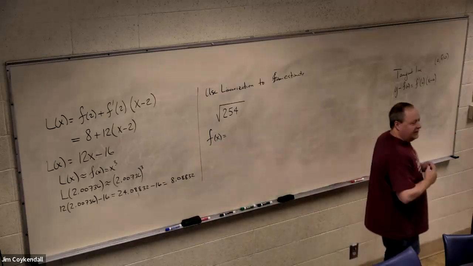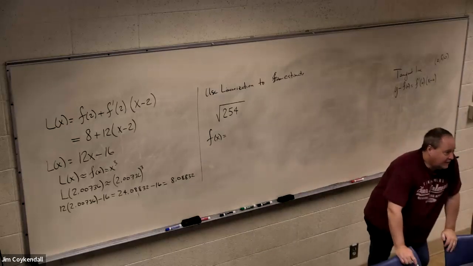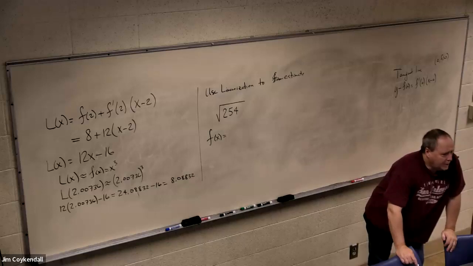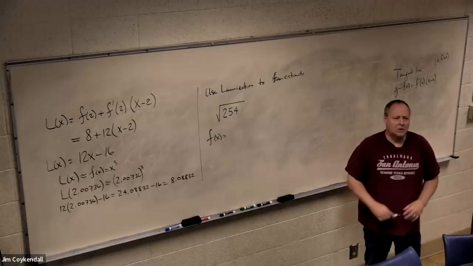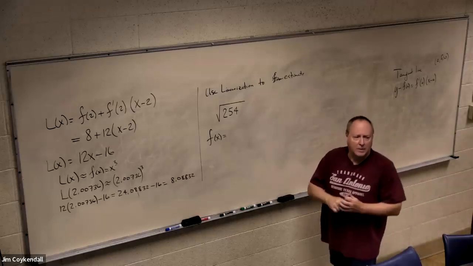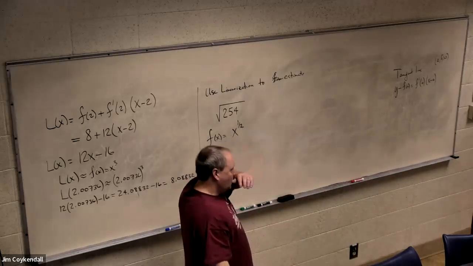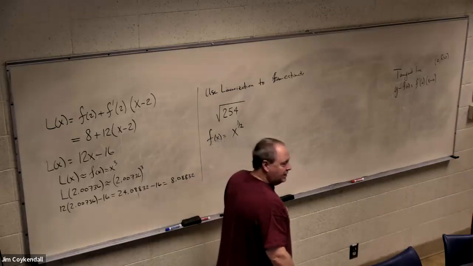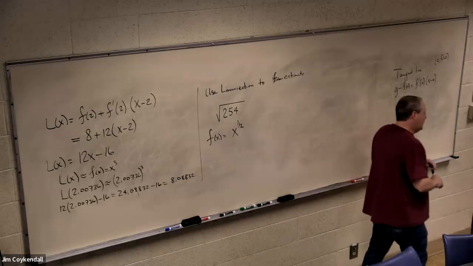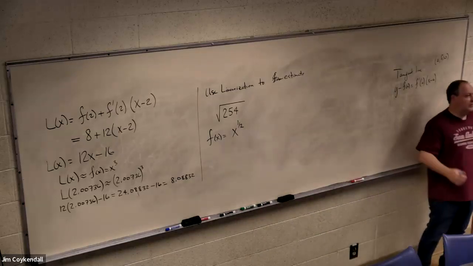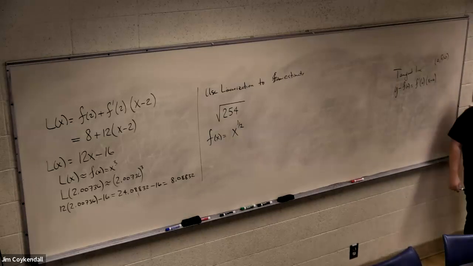If I'm going to use a linearization, I'm going to have to find a tangent line. And if I'm going to have a tangent line, I need a function that it's tangent to. What function might be appropriate to use? How about the square root? Now, I need a point. So let me ask you this: does anybody know something reasonably close to 254 where I know the exact answer?